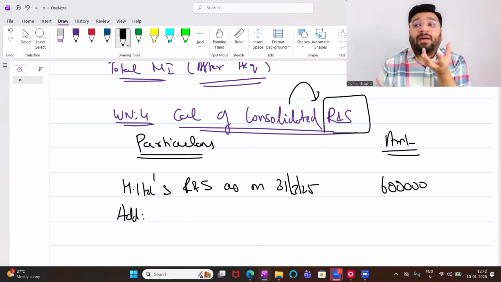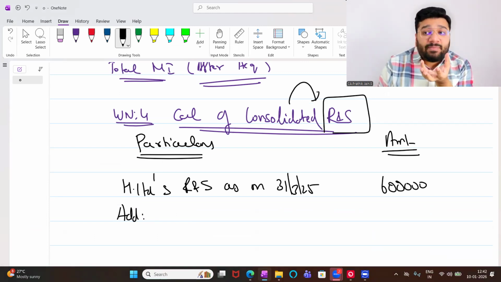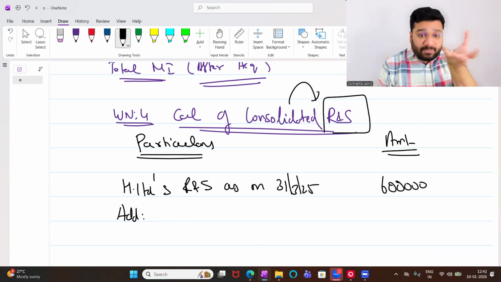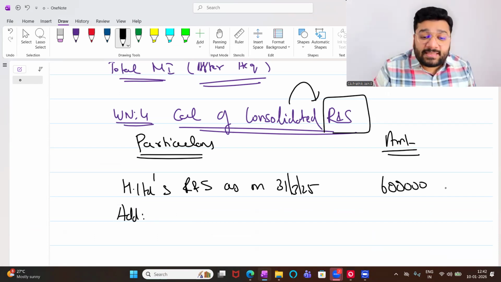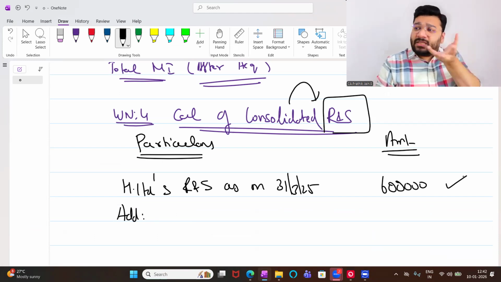Consolidation is done by whom? The holding company. So the holding company wants to say that this is my profit. The holding company says that this 6 lakh is my profit. My profit is my profit, none of your profit.